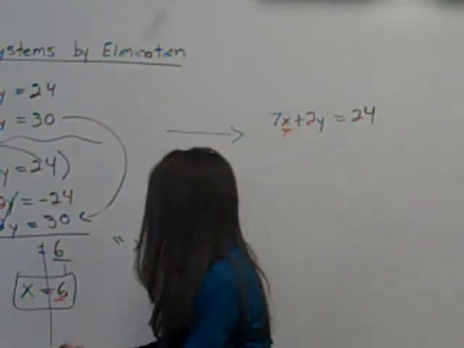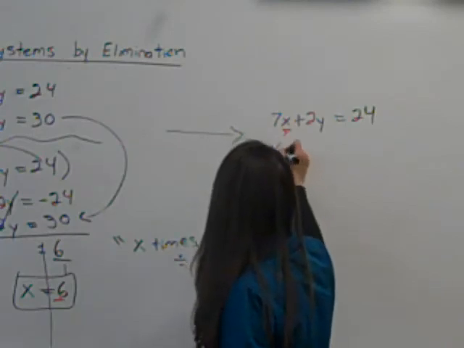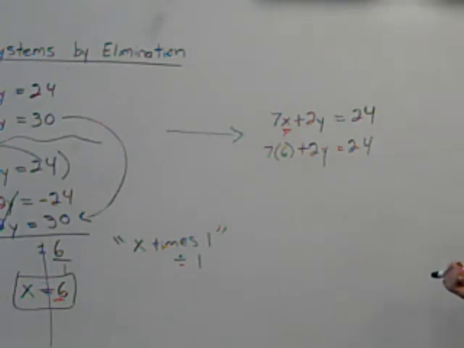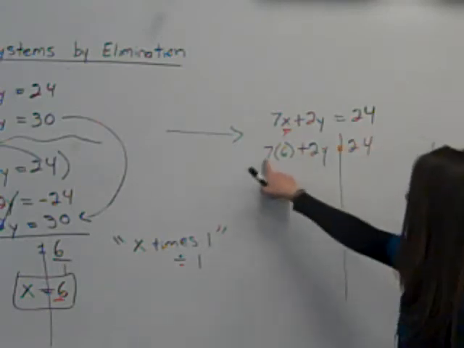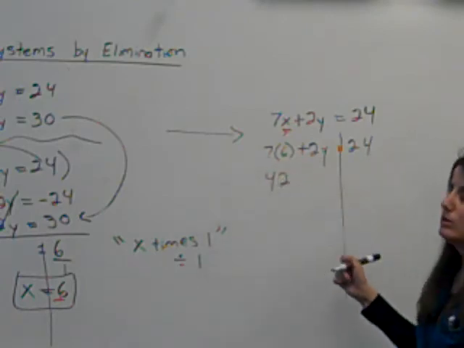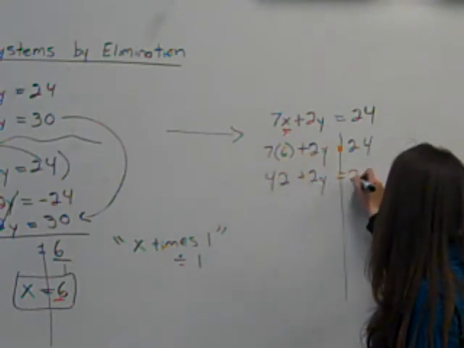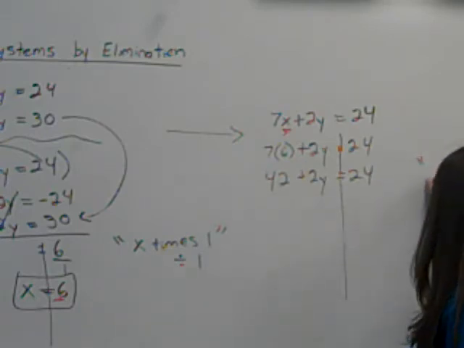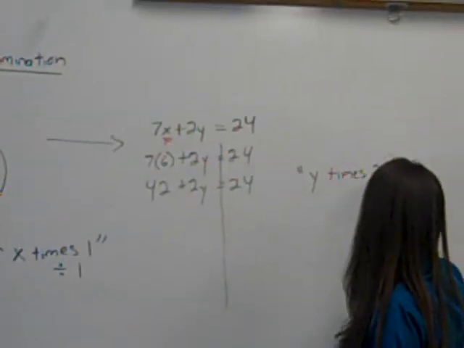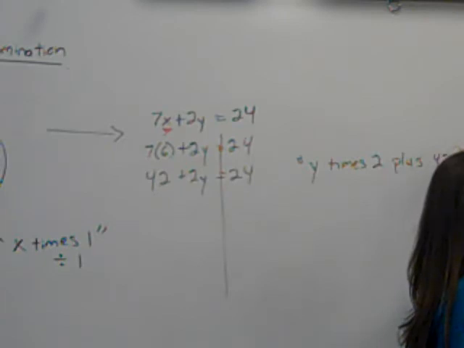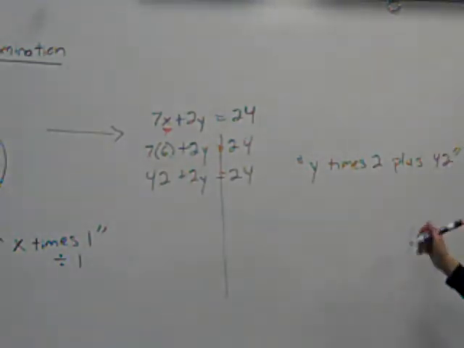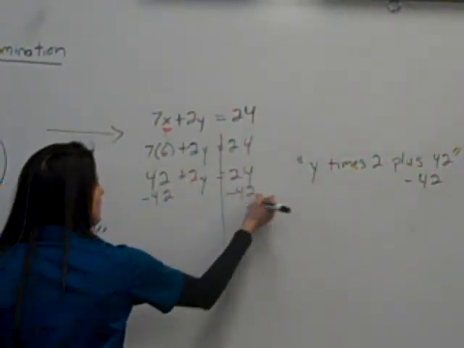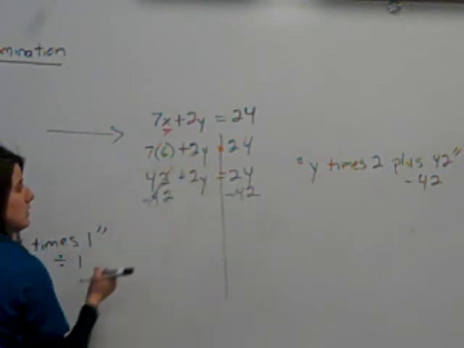So when I replace this, this becomes 7 times 6 plus 2y equals 24. And then you're going to solve for y. So you draw your line, 7 times 6 gives you 42, plus 2y equals 24. And now you can write it out into words, and it's just a two-step equation. So this is y times 2 plus 42. And work backwards. So subtract 42. Make sure you have opposite signs so they cancel out.